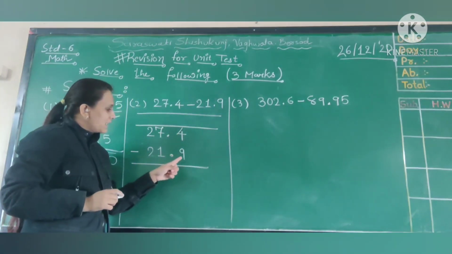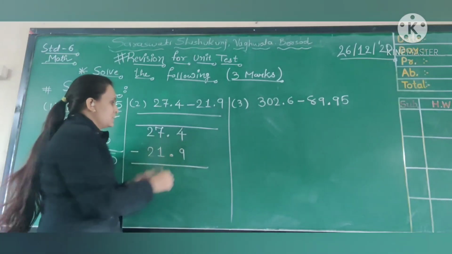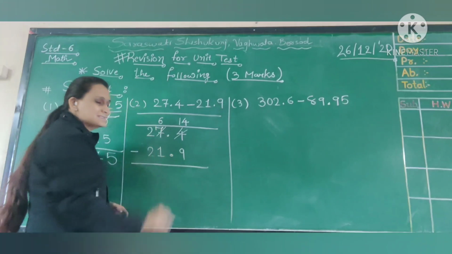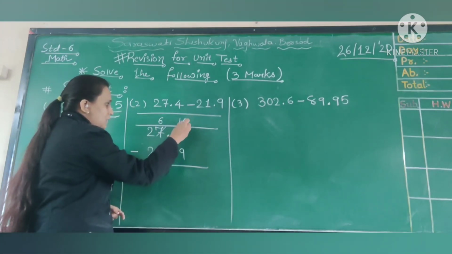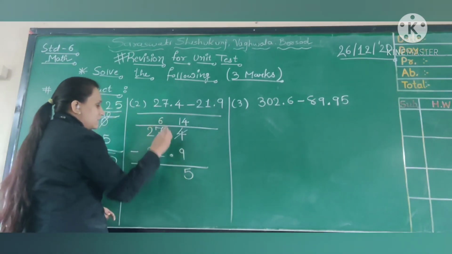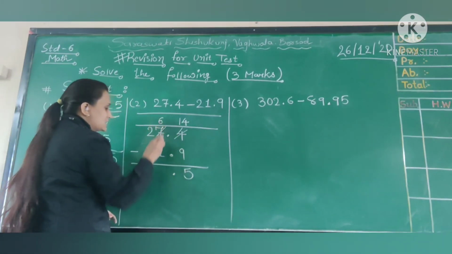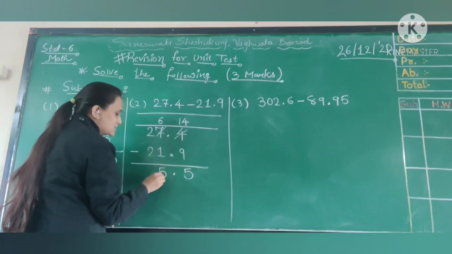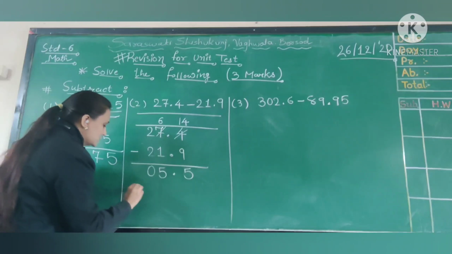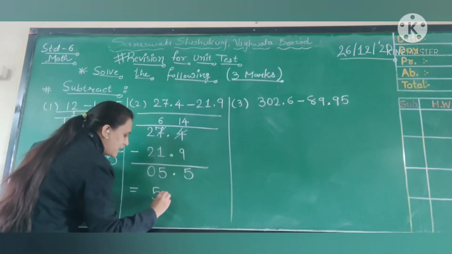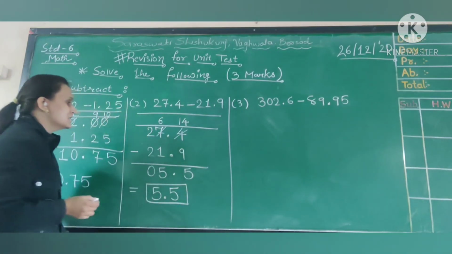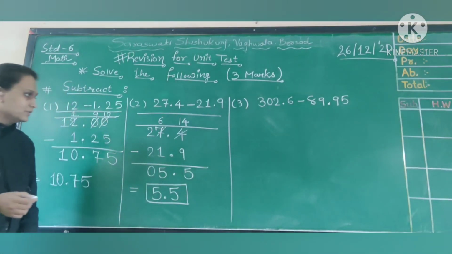Okay, we cannot subtract 9 from 4, so we have to take a borrow. So 4 will become 14 and 7 will become 6. Now 14 minus 9 equals 5. Then the decimal will be as it is. Then 6 minus 1 equals again 5, and 2 minus 2 equals 0. So the final answer is 5.5. Okay, so the subtraction answer here is 5.5.